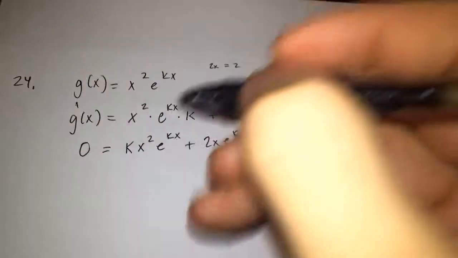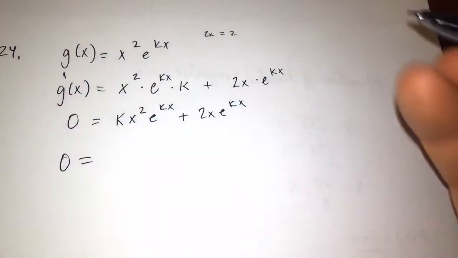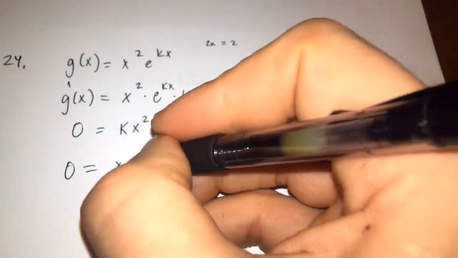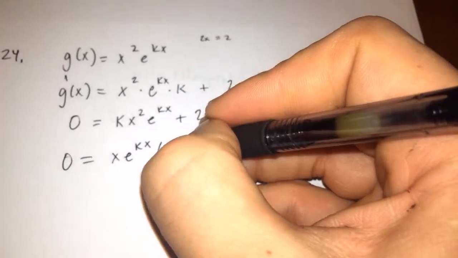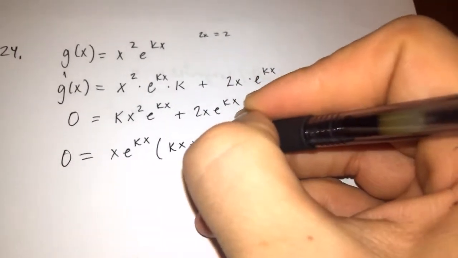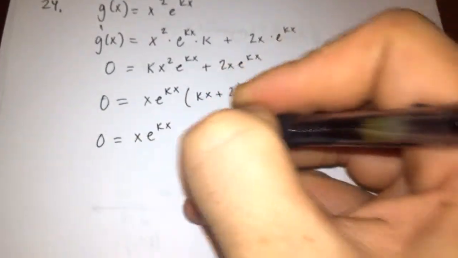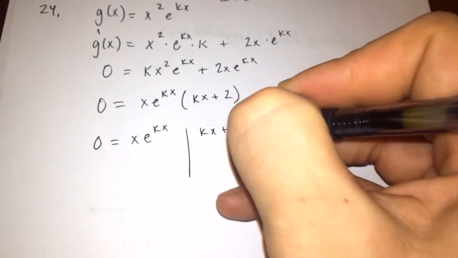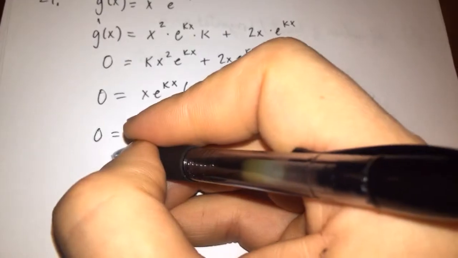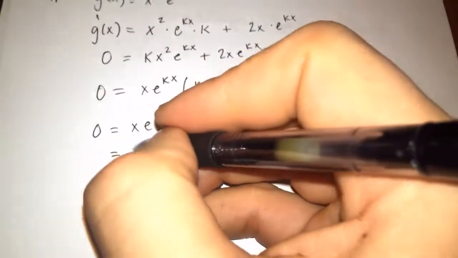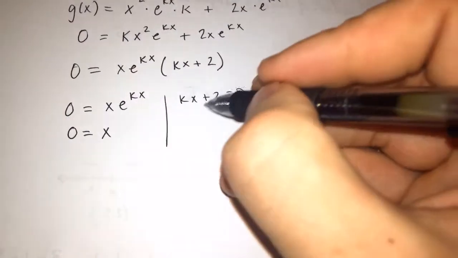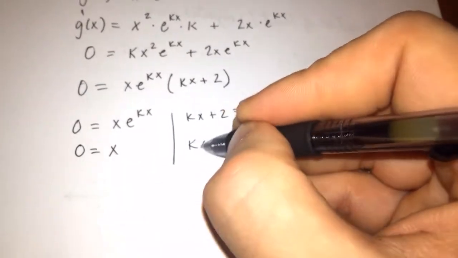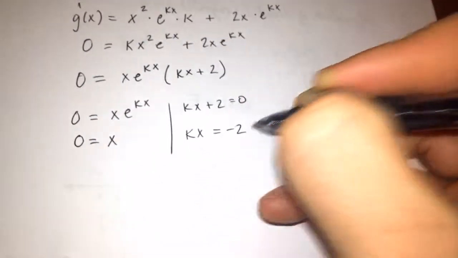I'm going to set this equal to 0. So what I did was factor out an x and an e to the kx, and I'm left with kx plus 2. Setting both of these equal to 0, the only way for the first factor to be 0 is for x to be 0. So for the other, I'll say kx equals negative 2.